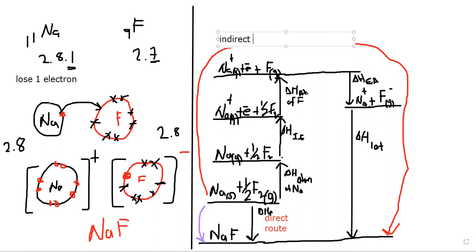Indirect route. So this is the Born-Haber cycle for you. I'm going to put two. I'm going to stop the video here. But before I stop it, I will give you 2 of them to try, and I will work it in part 2. So this is part 1. But let me just point out something before I close the video.